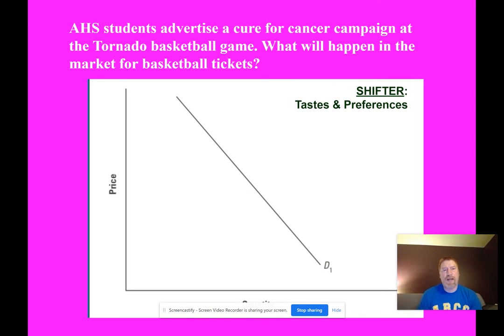The next headline here is AHS students advertise a cure for cancer campaign at the Tornado basketball game. What will happen in the market for basketball tickets? So think about that for yourself. Would demand increase or decrease, or will it be a movement on the curve? Well, it's talking about advertising, so that would be taste, so that would be T. And so if it's one of those words, then we have to shift the entire curve. If it would be an increase, we would shift it to the right and draw a whole new curve on there, going from D1 to D2.